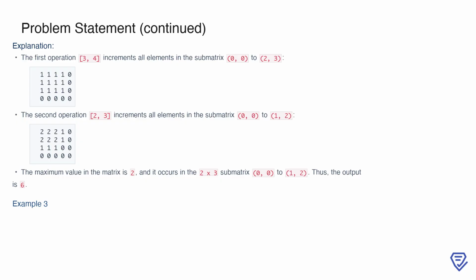Then, the second operation, (2, 3), increments the values in the submatrix from (0, 0) to (1, 2). The updated matrix becomes: 2, 2, 2, 1, 0, 2, 2, 2, 1, 0, 1, 1, 1, 1, 0, 0, 0, 0, 0, 0. The maximum value is 2, and it is found in the 2x3 submatrix from (0, 0) to (1, 2). This submatrix contains 6 cells, so the output is 6.